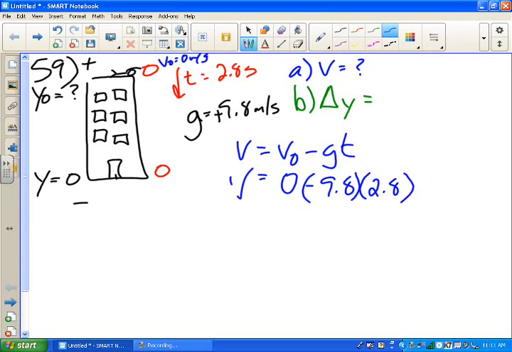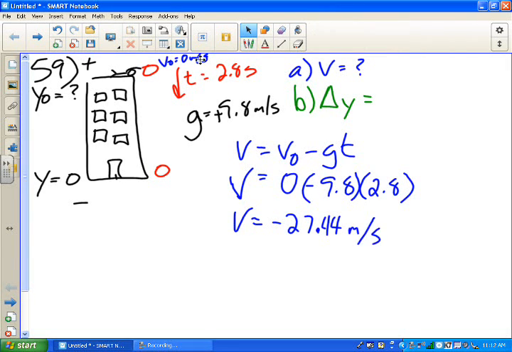So I'm going to find the final velocity by using this equation by simply plugging in that the initial velocity is 0, the ball wasn't moving when you let go of it, and then I'm going to minus the 9.8 times the 2.8, and I get the final velocity was negative 27.44 meters per second. Now we got to keep in mind that the negative sign just represents the direction. It was moving at 27.44 meters per second, but it was moving in the negative direction. In other words, the ball was going down, right?